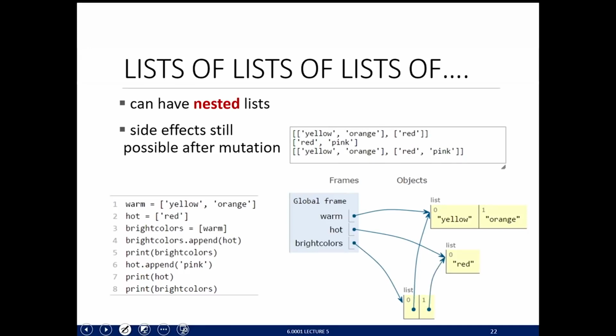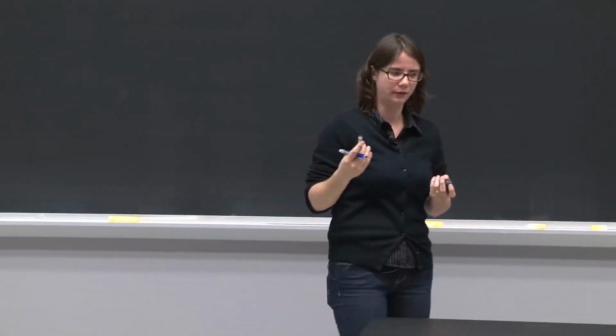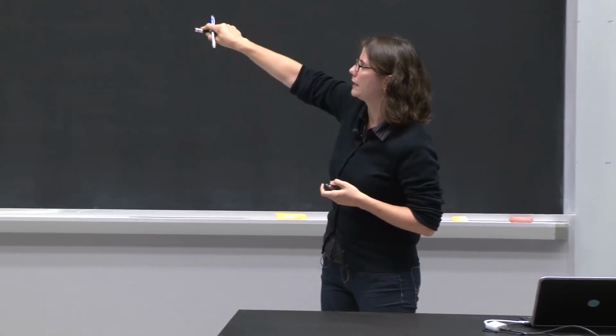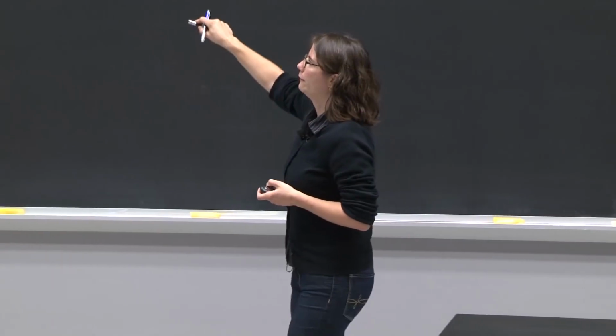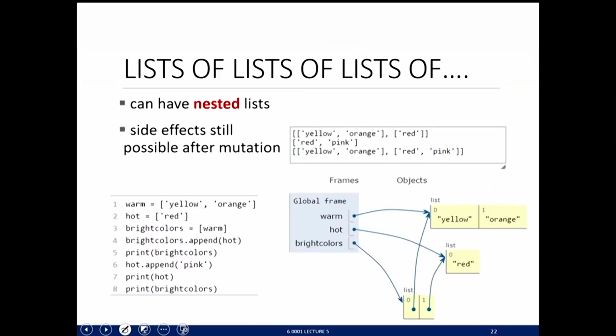Then I append hot to my bright colors. So the next element here is going to be another list, which means it's just pointing to this other list here. It's not creating a copy of it. Okay. So each one of these elements here is actually just pointing to these 2 lists here. So if I modified either one of these, then bright colors would also be modified. So let's say I add pink here to my hot list. We have red and pink. Then notice that bright colors, the first element points to this list, and the second element points to this list, which I've just modified.